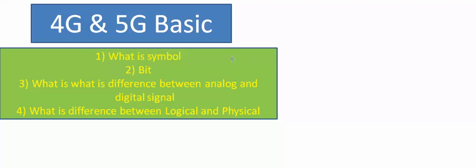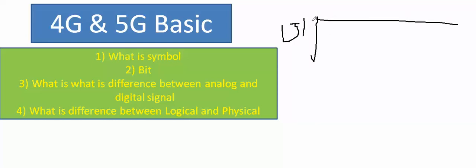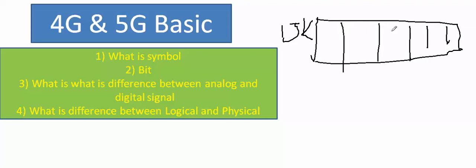First, what is a symbol? You know about the resource block. A resource block is 15 kilohertz, one resource block, and seven symbols. It takes seven symbols: one, two, three, four, five, six, seven. So first of all, we should understand what a symbol is and why we call it a symbol.